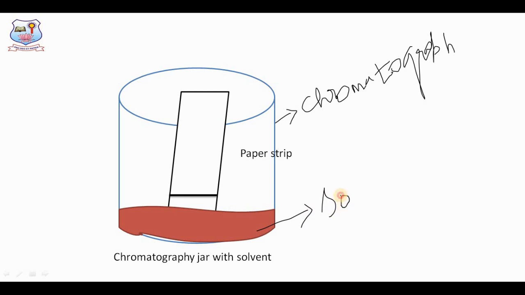And this one I have mentioned here is called a solvent. The solvent may be water or any organic solvent, maybe methanol, right? Whatever it is. And I have given a paper strip also, because we are going to use paper. The paper is probably made up of cellulose, right?